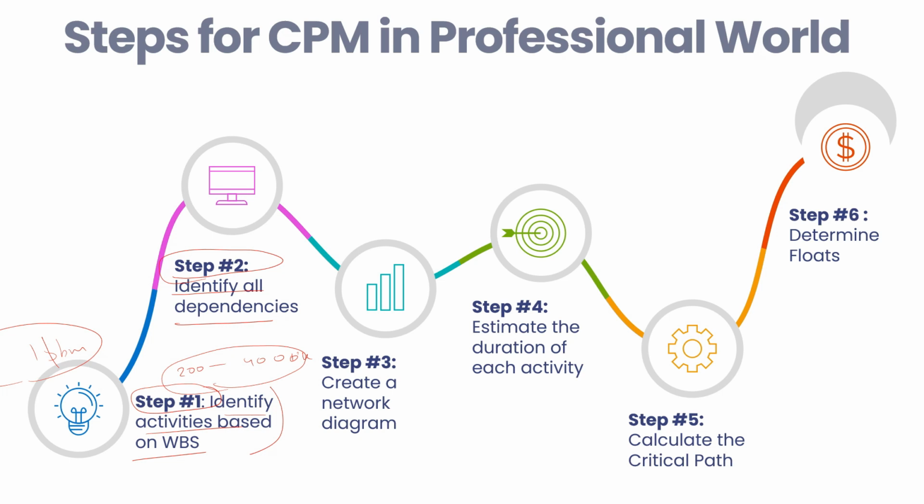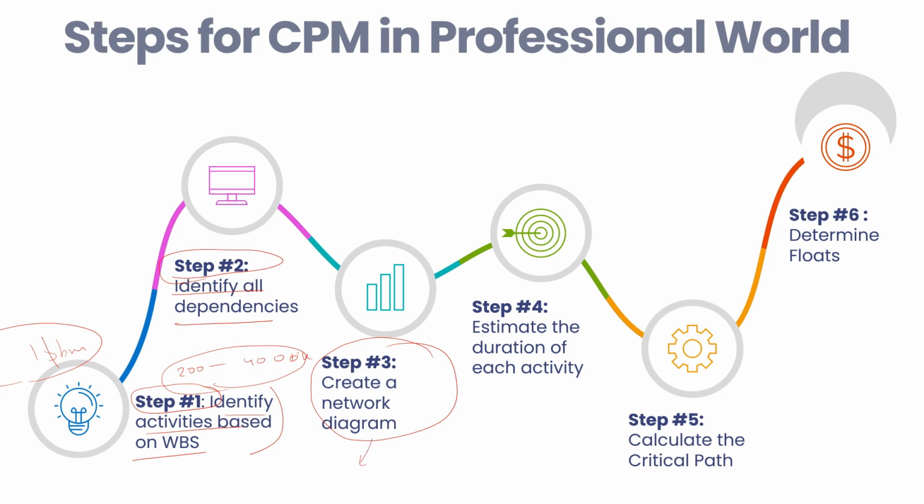Those are all pretty complex things in the professional world, and this has to be done as the next step, right? So once you identify the activities, the next step is to identify which activity is related to which one, and how they are interconnected with each other. Basically you need to develop all the logic so that you can draw your CPM network. Then you create the network diagram, right?